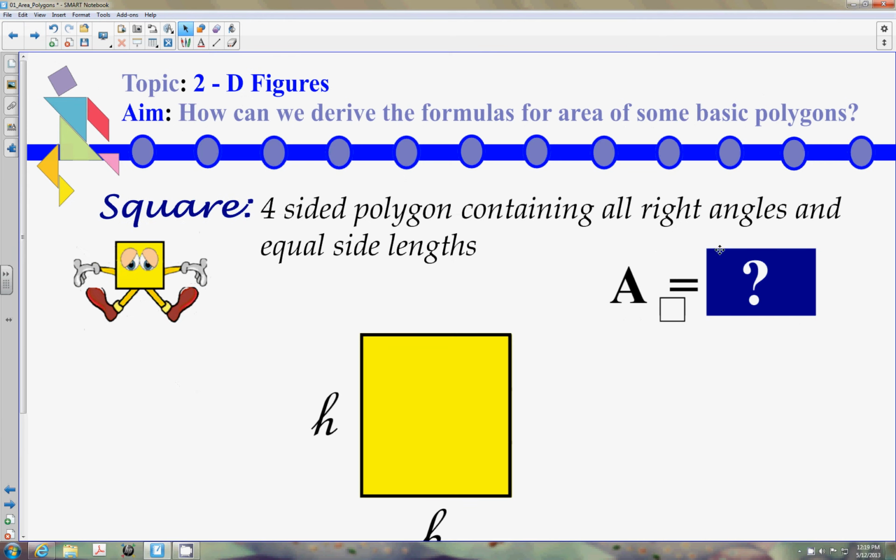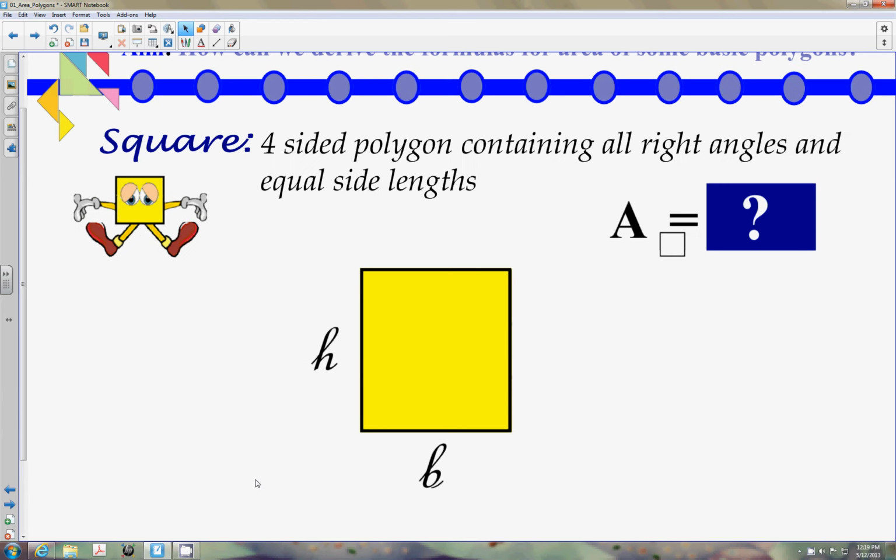All right, containing all right angles and equal side lengths. Now, a square is just a rectangle, isn't it? Except all sides are equal. So how could the formula be different? It's going to be a little different. We can figure this out by doing height times base.